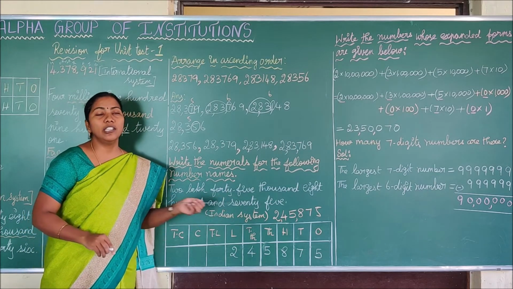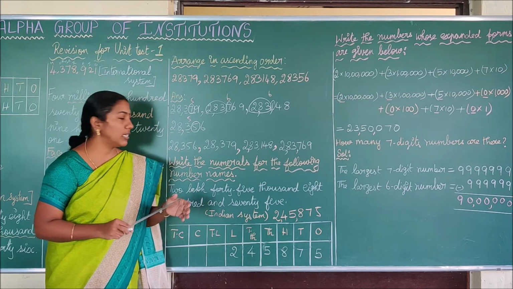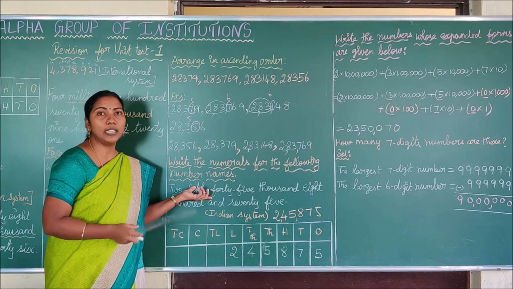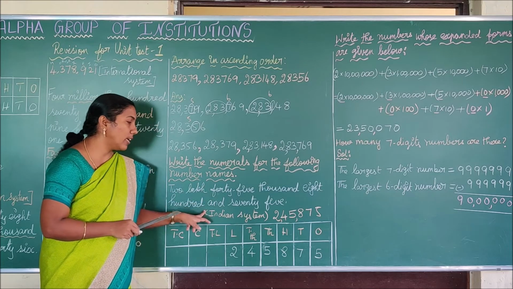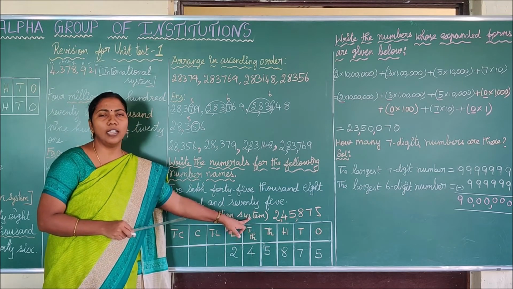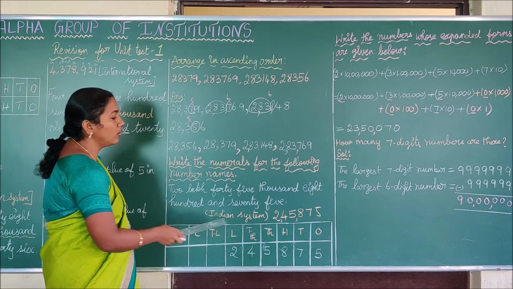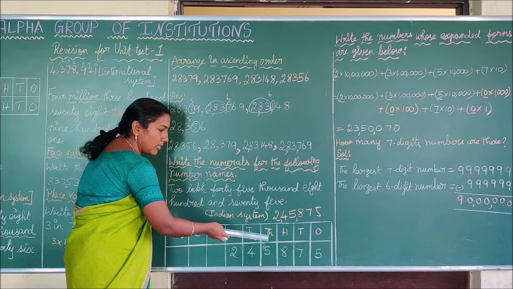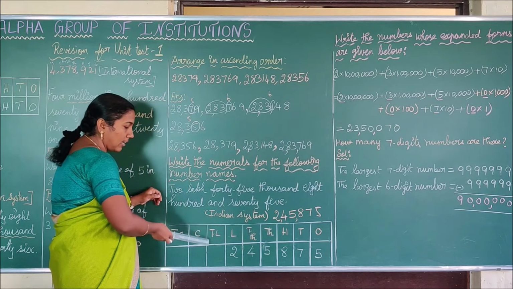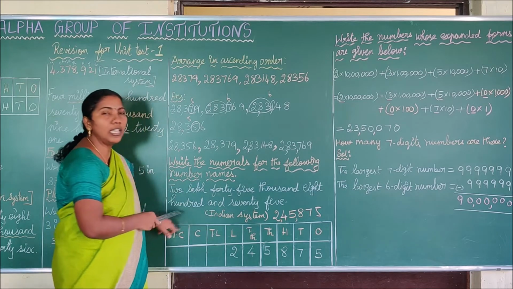See here, 2,45,875. By seeing the question you have to analyze which system they are using. You can analyze easily. Yes, Indian system. First you have to write it in the Indian system. Why are you writing the Indian system? Then only you can write the place value. Thus we are using the Indian system to write the place values: ones, tens, 100, 1000, 10,000, lakh, 10 lakh, crore, 10 crore. Thus we have written all the place values in the Indian system.